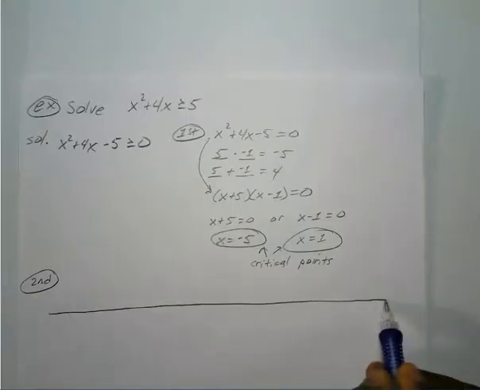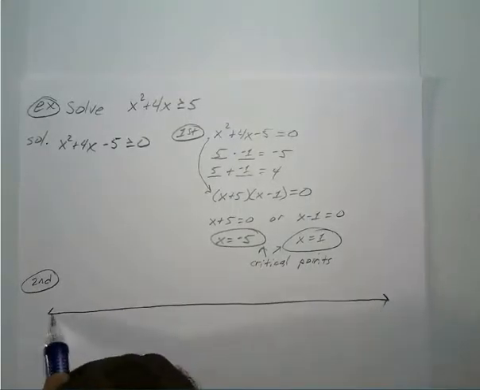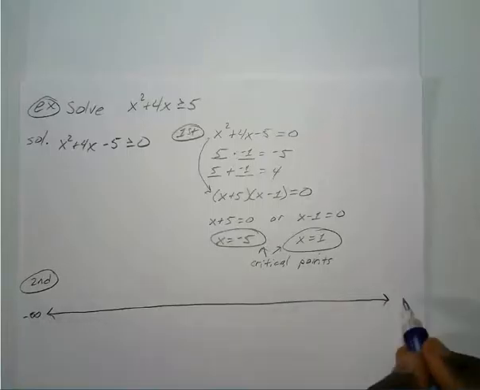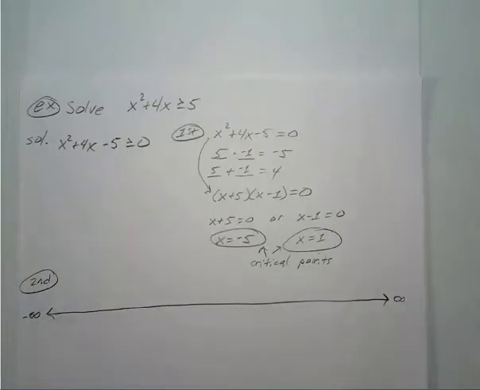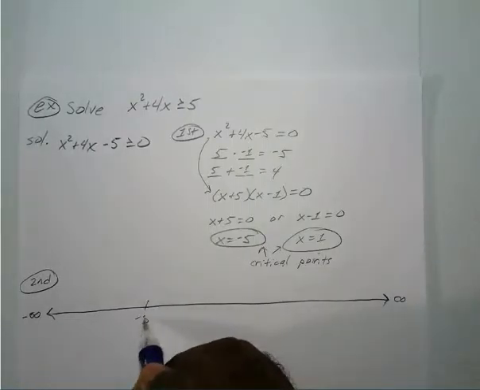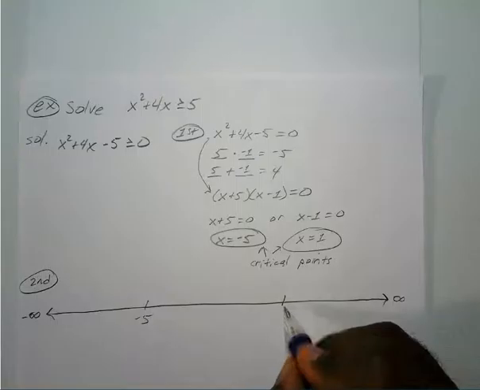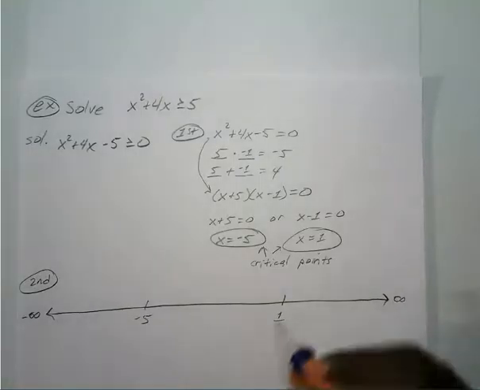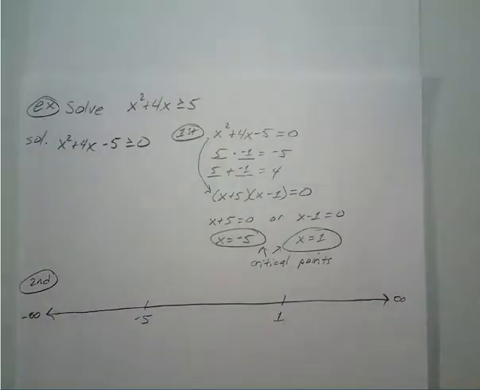Okay, so go ahead and draw our number line. Again, that's from -infinity to infinity. So we have -5 and 1. So we have -5. We have 1. Okay.